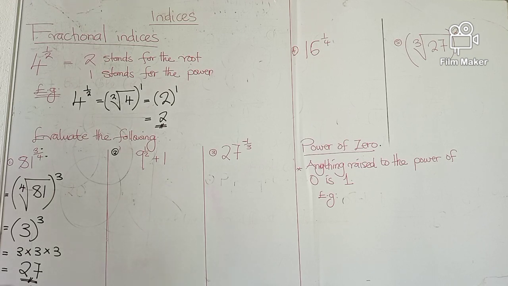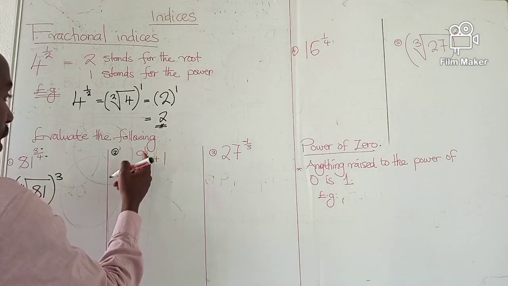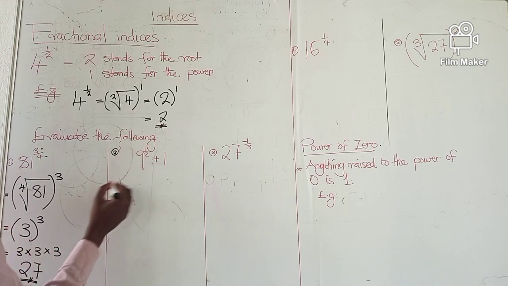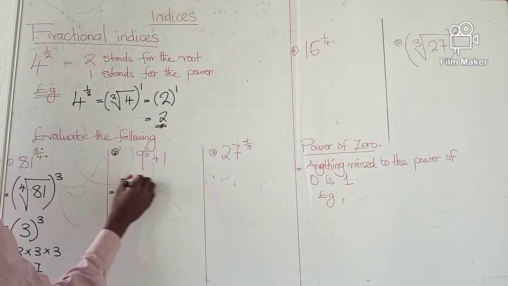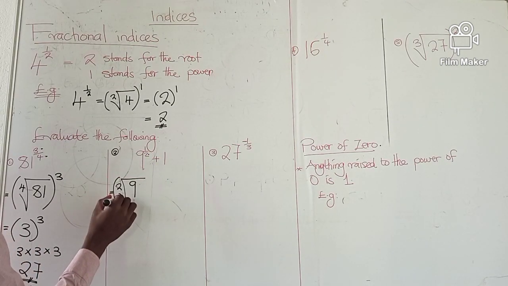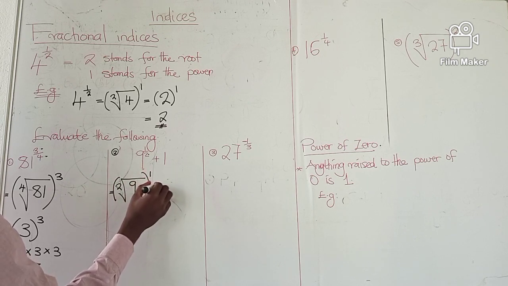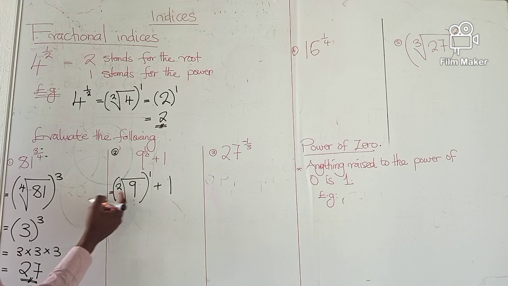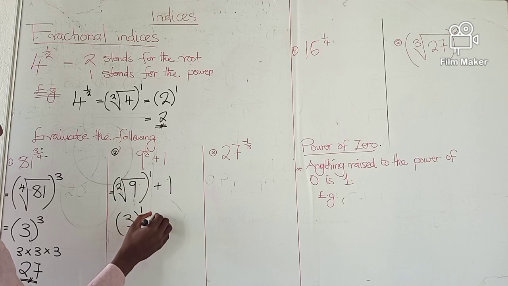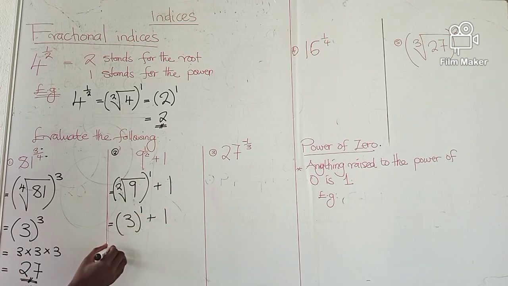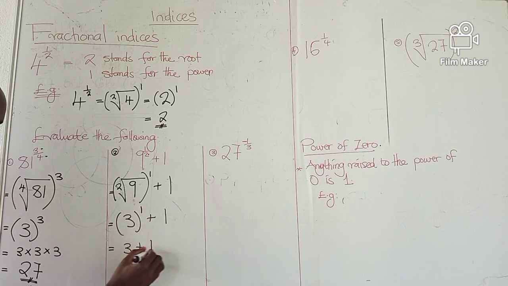Okay, look at Number 2. 9 raised to the power of 1 over 2, plus 1. So here, this 2 is the square root. We're looking for the number such that when you multiply it by itself twice, it will give you 9. So what is the square root of 9? It is 3 to the power of 1, plus 1. Any number raised to the power of 1 is the number itself. So 3 to the power of 1 is 3, plus this 1. So our answer is 4. Hope you're seeing that.